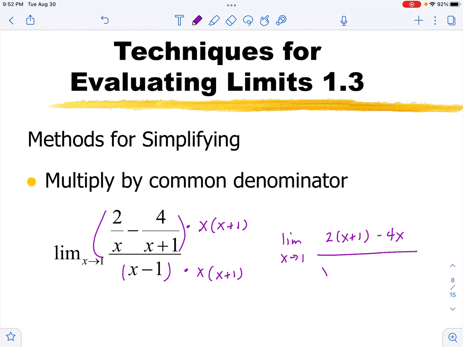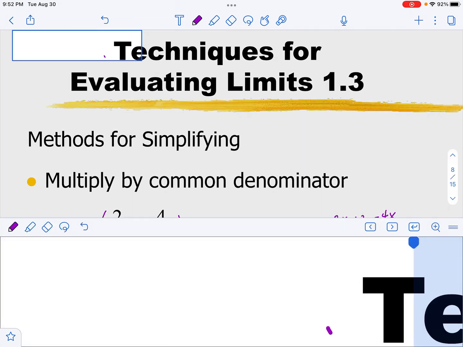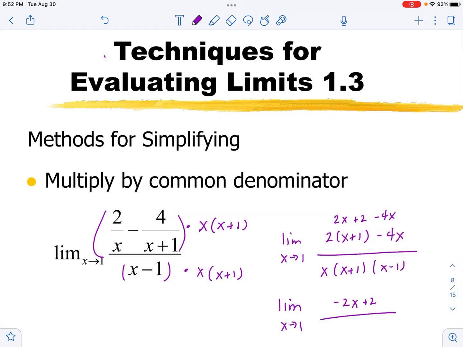Again, I'm going to leave that denominator the same. I'm not going to multiply that out. We do have to simplify our numerator. In this case, it's going to give us a 2x plus 2 minus 4x. I am just writing it there so that I can kind of skip a step. If you need to write that out, write it out. So that's going to give me a negative 2x plus 2 over x times x plus 1, x minus 1.